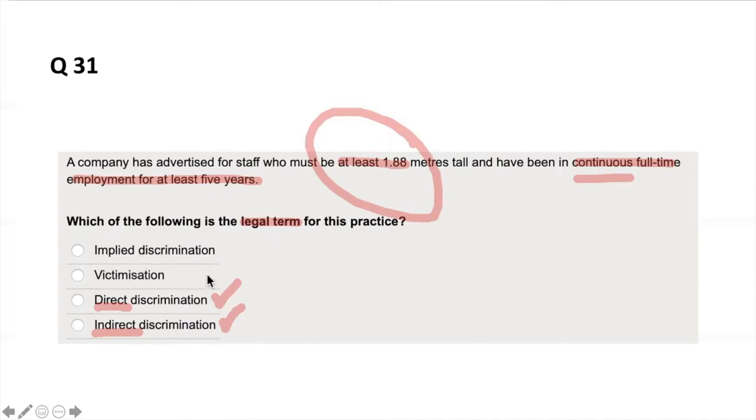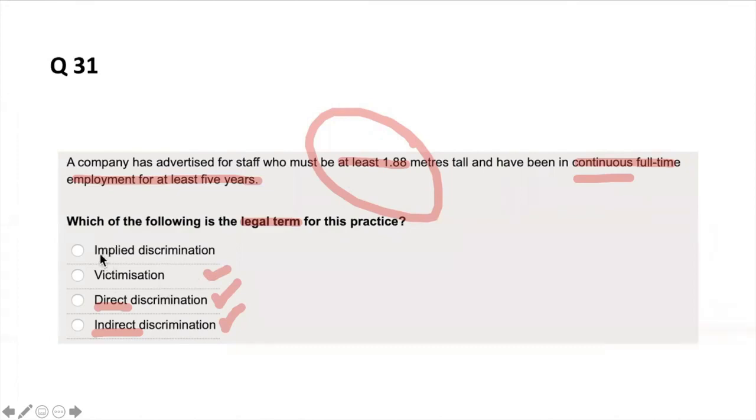Now, victimization is a stronger word here, and victimization is when someone has already complained about something and the employer has treated someone less favorably. So someone can go to the owner and say, "Why aren't you hiring me?" And then, of course, complaining, and then someone from the organization doing something that would turn that person into a victim. That's victimization. There's nothing like that here. There's an advert for staff, so there's not something that made someone a victim, at least not yet.